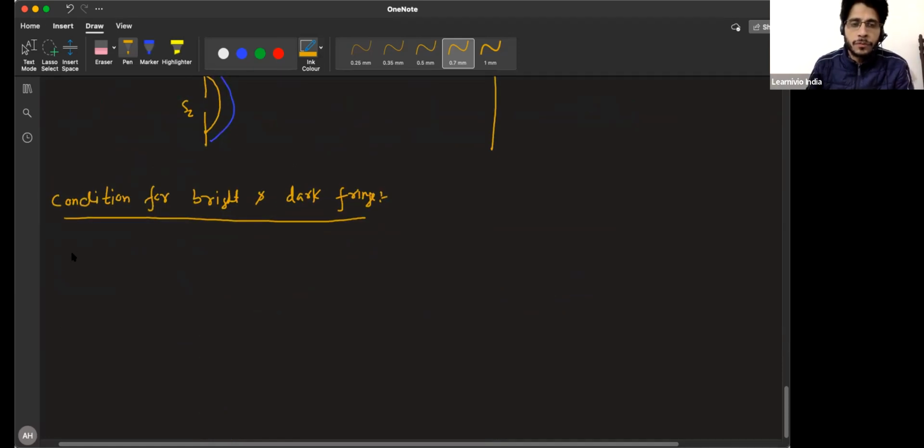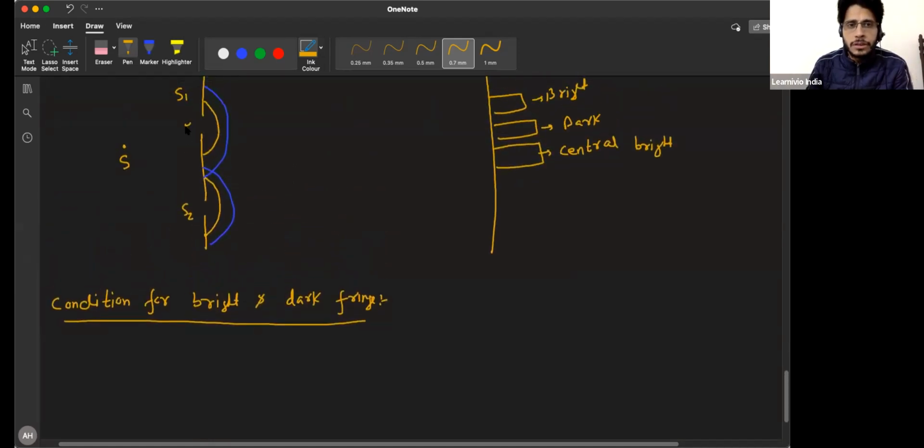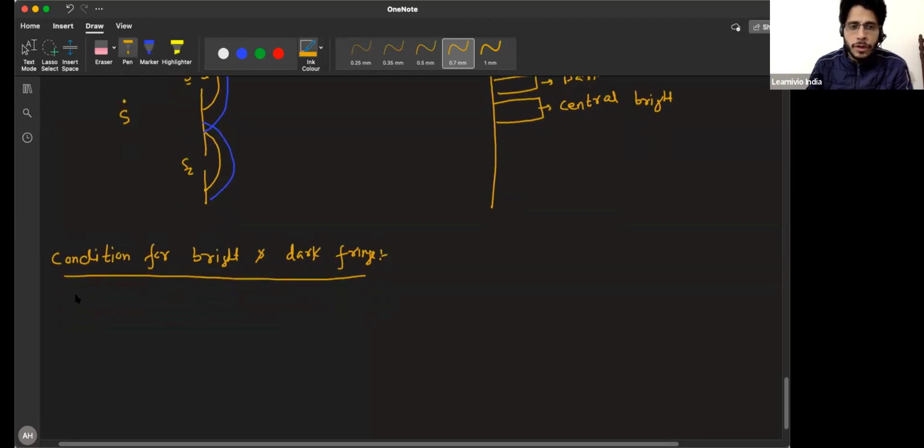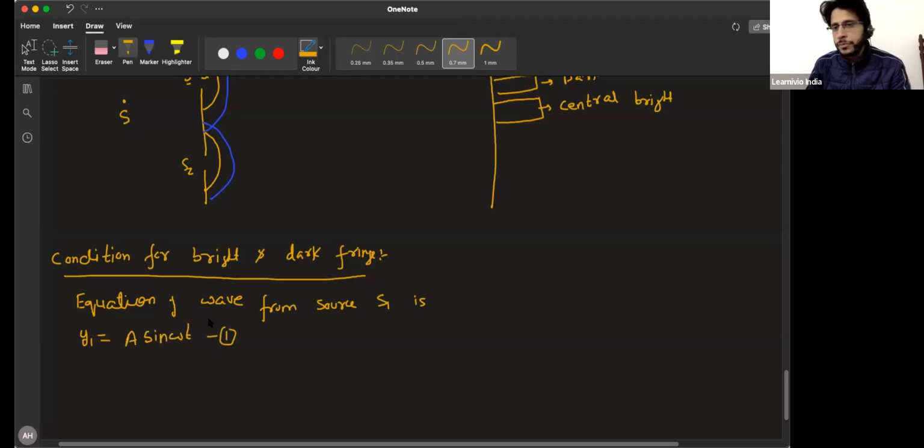So we start with the wave equations. Let's say this is the first source. The equation of the light wave coming from the first source, source S1, is y1 equals A sine omega t. This is the first equation.